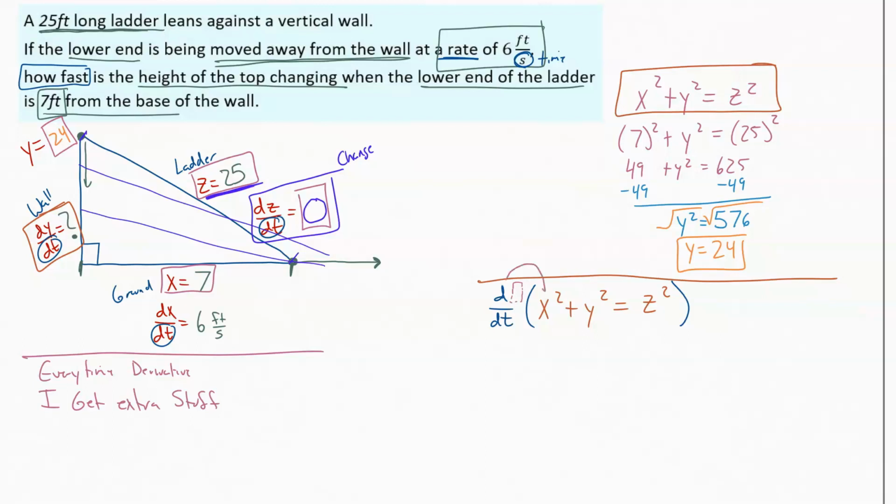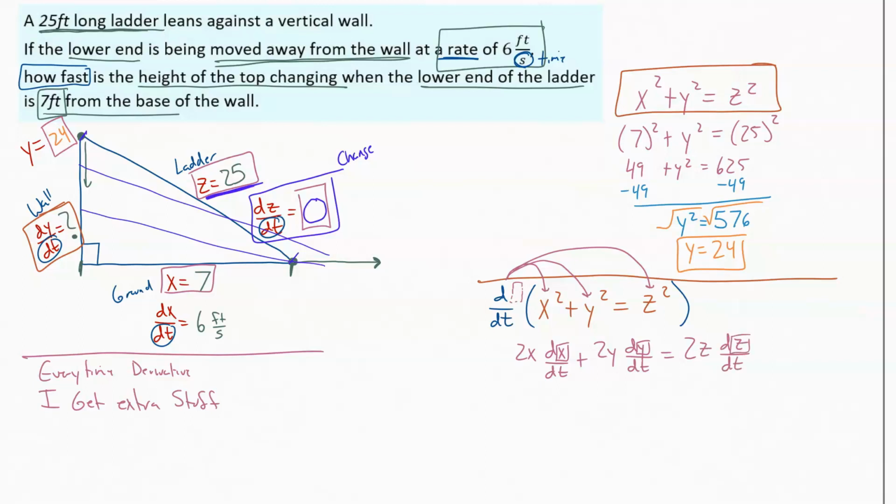So working our way through this, the derivative of x squared would be 2x. Took the derivative of an x, so I get a dx dt. Fill that box in with an x. Plus, take the derivative of y squared, that would be 2y. Took the derivative of a y, so I get a dy dt. Equals, take the derivative of z squared, that is 2z. Took the derivative of a z, so I get dz dt.